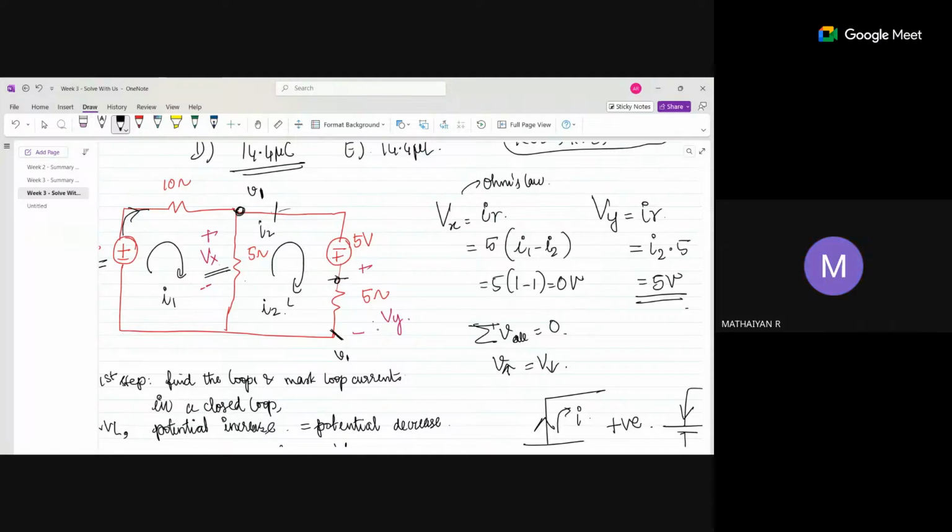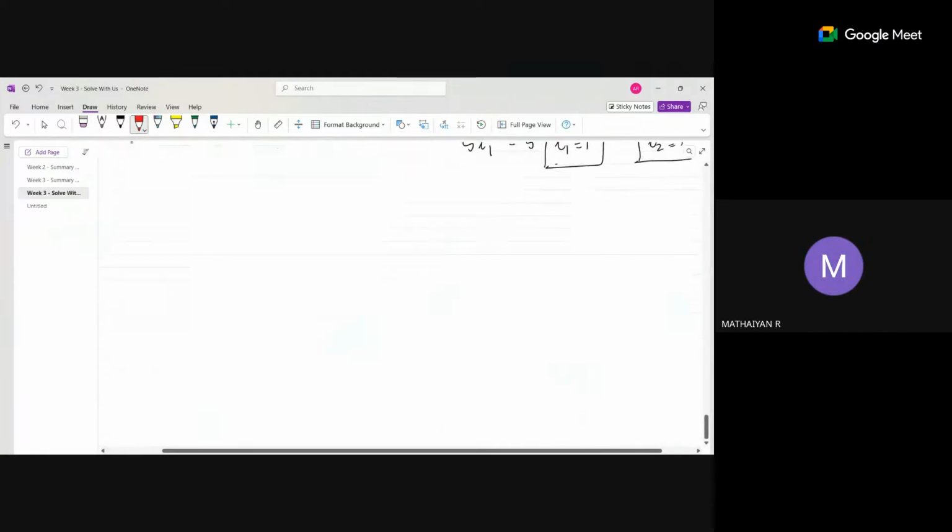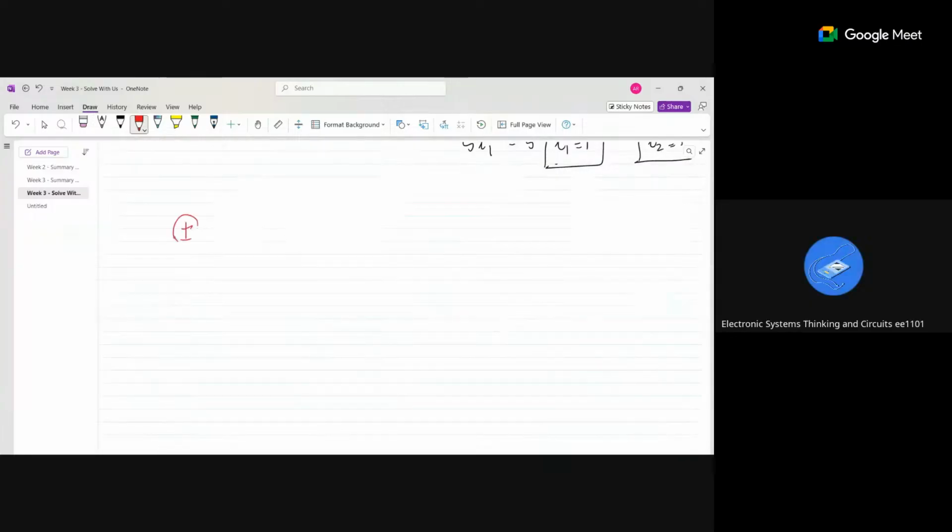Ma'am, shall we solve the same question using KCL? Yes, it will be easier. So again I will draw the circuit. 10 volts, 10 ohm, 5 ohm, 5 volt, 5 ohm.